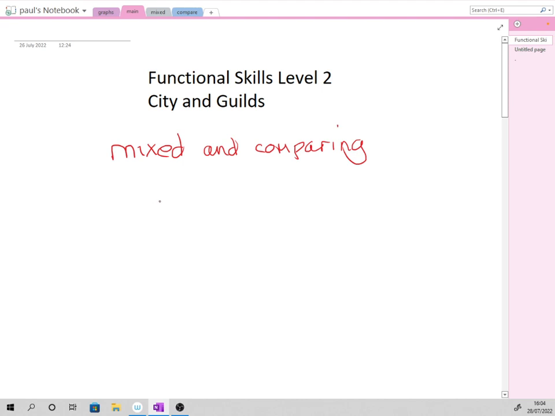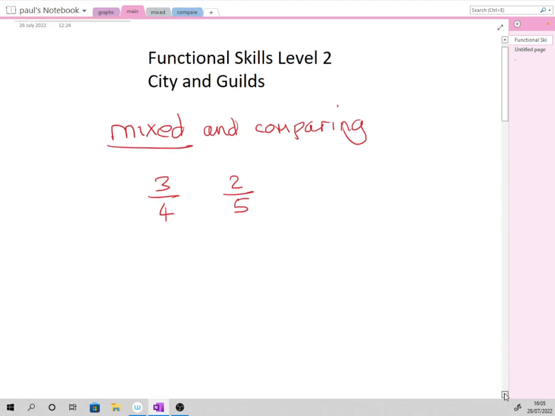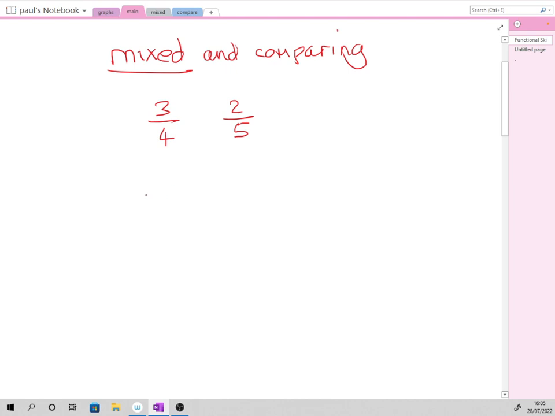Now we've done fractions before. We've had like 3/4 and 2/5, and we've understood the numerator, the divide line, the denominator. The numerator does the how many, the denominator is the size. But there is something called a mixed fraction. Now a mixed fraction is a mixture of whole numbers and fractional numbers.